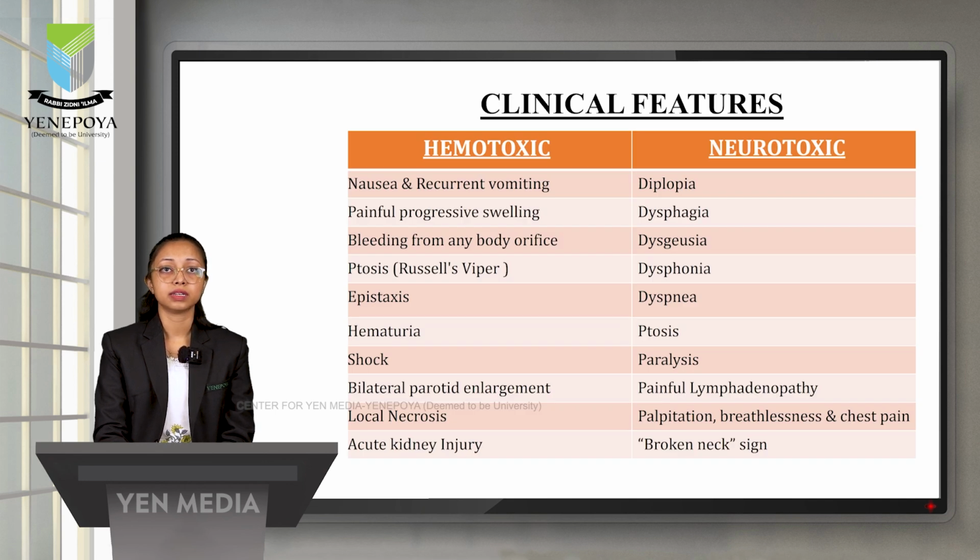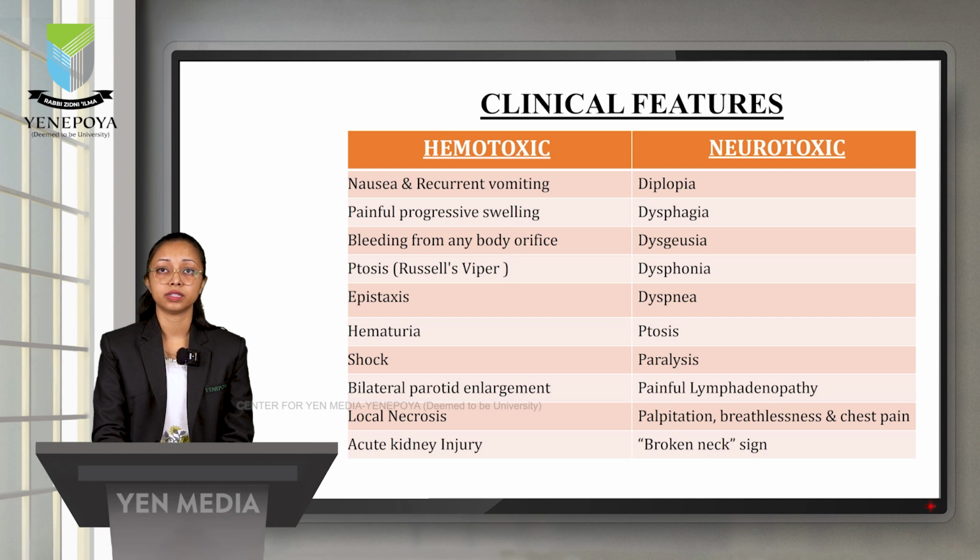Now we will discuss local and systemic clinical features of hemotoxic and neurotoxic. Under hemotoxic: nausea and recurrent vomiting, painful progressive swelling, bleeding from any body orifice, mainly from the bitten side, ptosis when the upper lid falls over the eye, mainly in Russell's viper, epistaxis or nosebleed, hematuria or blood in urine, shock, bilateral parotid enlargement, local necrosis, and lastly acute kidney injury.